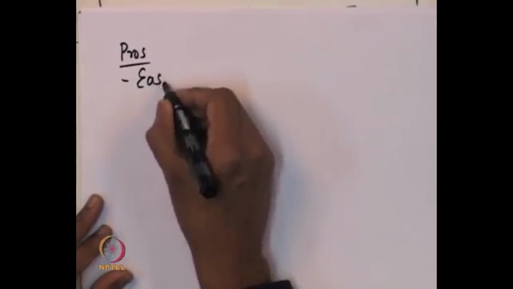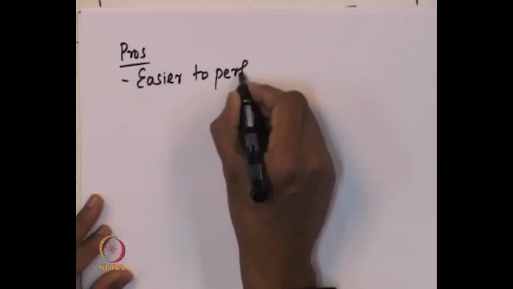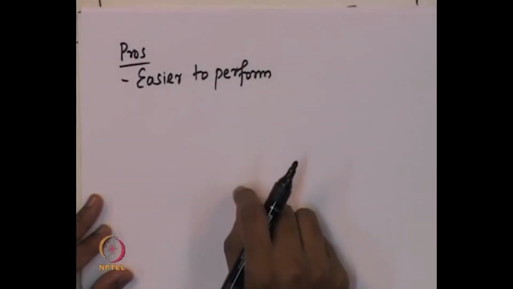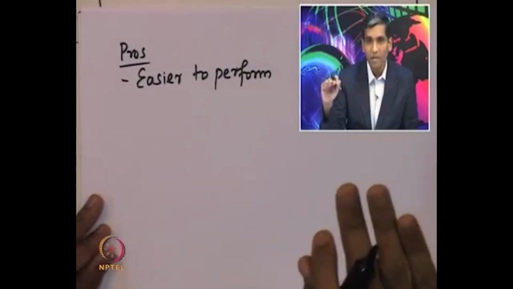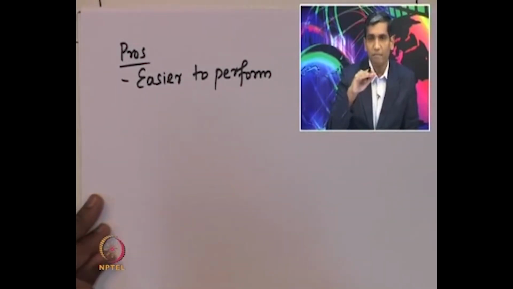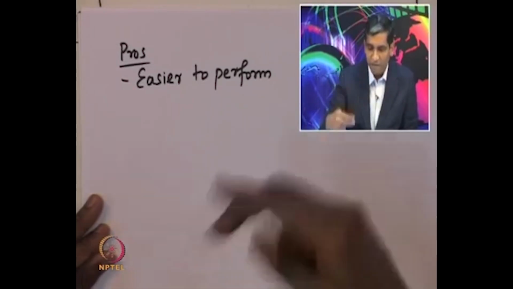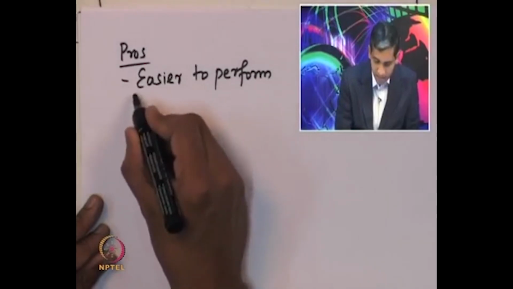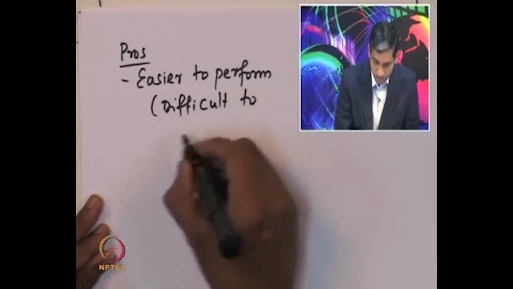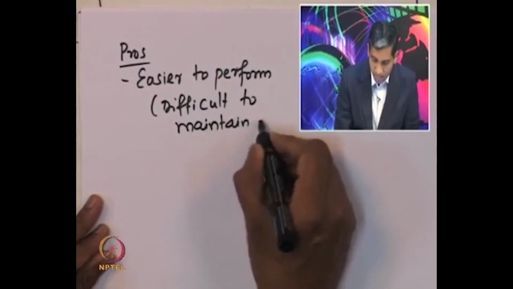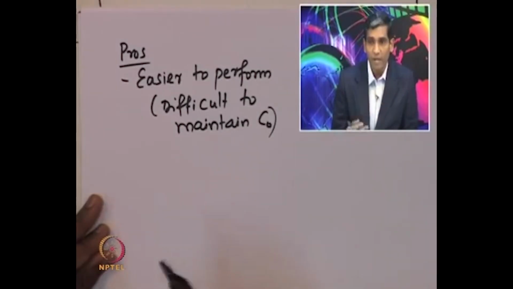So, what are the advantages of the step input method? The advantages are that it is easier to perform this experiment, because the experiment involves maintaining a certain concentration of the tracer at a certain level. One may not be able to maintain exactly that level, but it is much better than giving a pulse input, because in the pulse input a certain fixed quantity of the tracer has to be fed in a very short time period. So, it is easier to perform the experiment, although it may be difficult to maintain a certain fixed concentration C naught, because of certain experimental limitations.